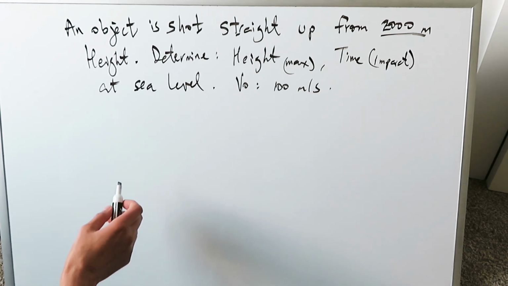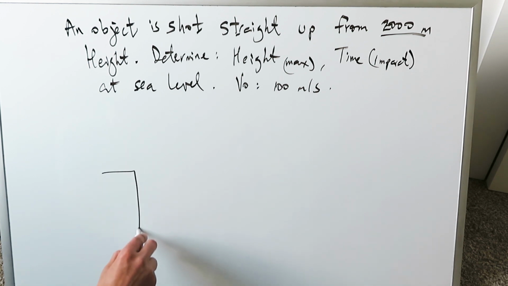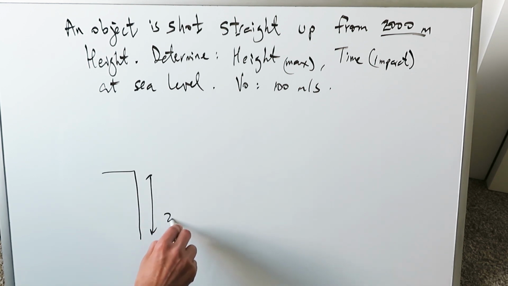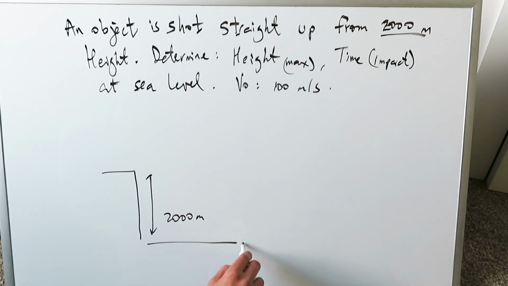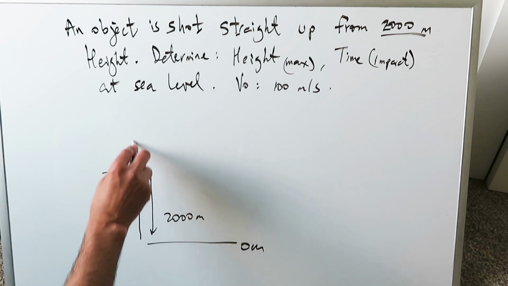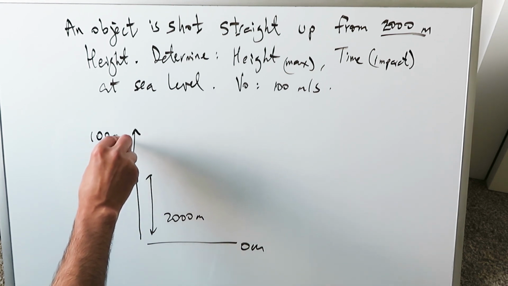The best way to handle this type of problem is to draw what you have. You have a certain height over here, and you know this is 2000 meters. Right here at my 0 meter level is the sea level. We have an object that's shot straight up, at 100 meters per second.